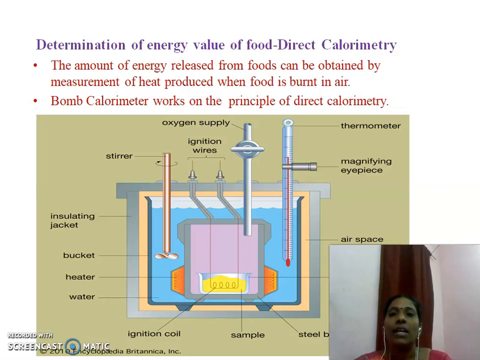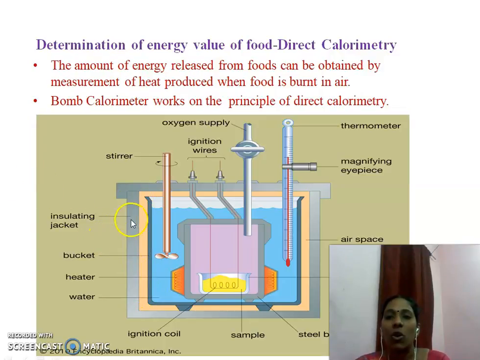Now let's see the determination of energy value of food by the direct calorimetric method. The amount of energy released from foods can be obtained by measurement of heat produced when food is burnt in air. When the food is burnt with the help of oxygen, the amount of heat produced during that burning will be converted into the energy. This bomb calorimeter works on the principle of direct calorimetry. Now let us enter into the bomb calorimetric method.